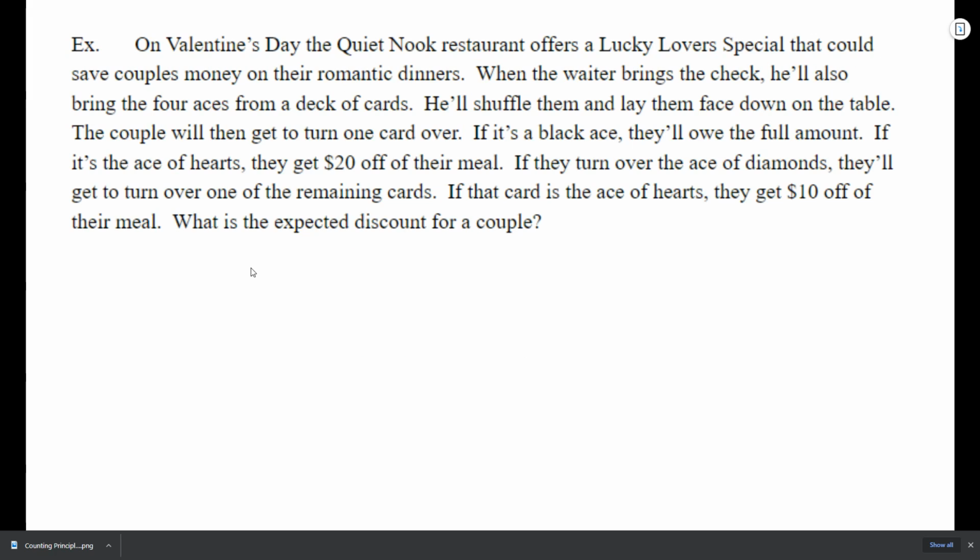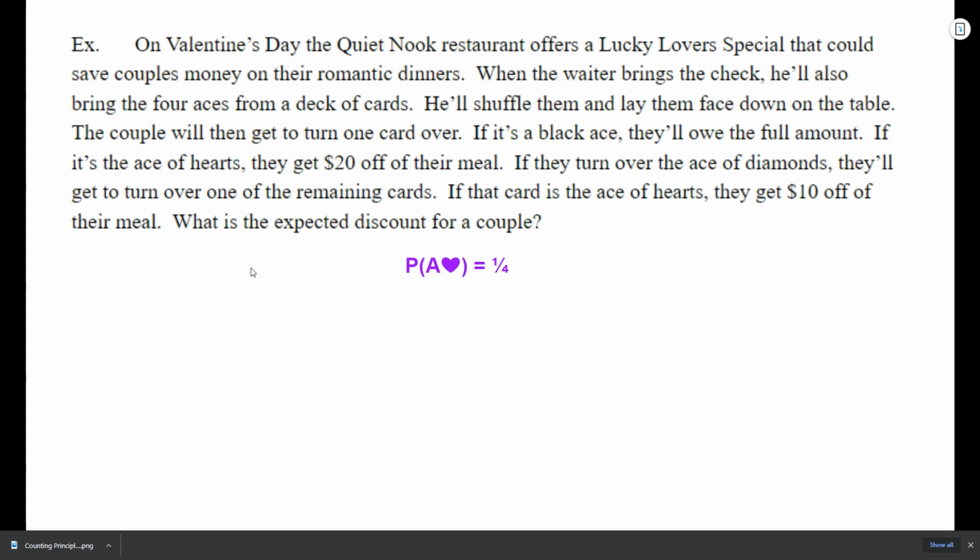Here's another one. Valentine's Day, the Quiet Nook restaurant offers a Lucky Lovers special that could save couples money on their romantic dinners. When the waiter brings the check, he'll also bring the 4 aces from a deck of cards, hearts, clubs, diamonds, spades. He'll shuffle them and lay them face down on the table. The couple will then get to turn 1 card over. If it's a black ace, they'll owe the full amount. If it's the ace of hearts, they get $20 off their meal. If they turn over the ace of diamonds, they'll get to turn over one of the remaining cards. If that card is the ace of hearts, they get $10 off of their meal. What is the expected discount for a couple?